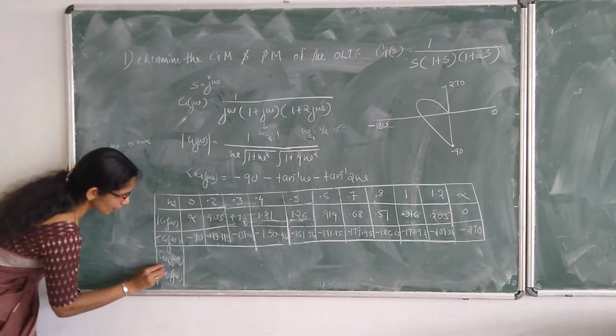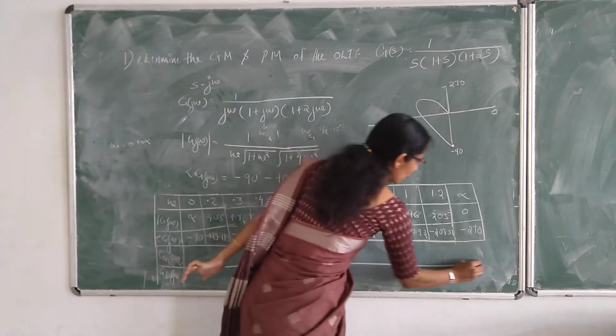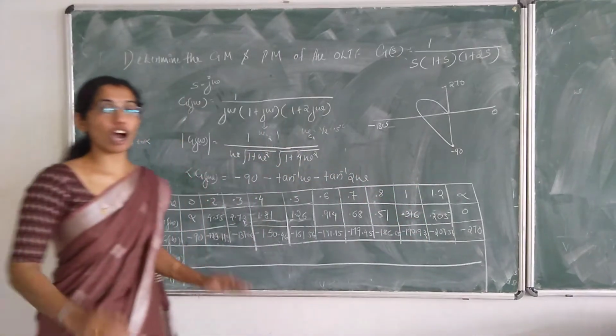The imaginary part of G(j omega). Here we are going to draw it in a normal graph sheet.